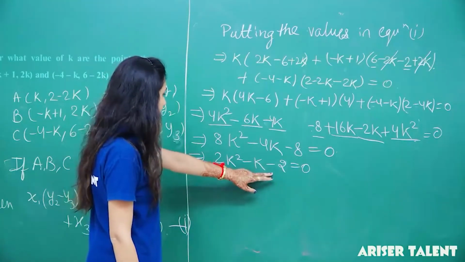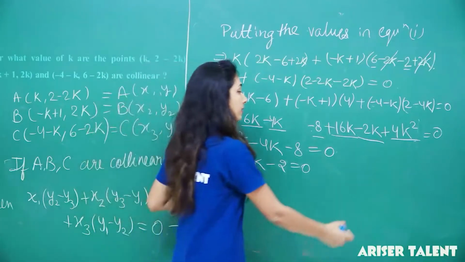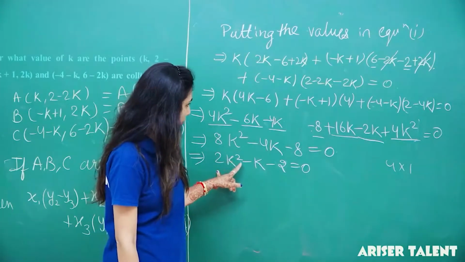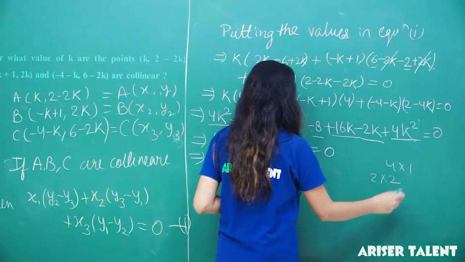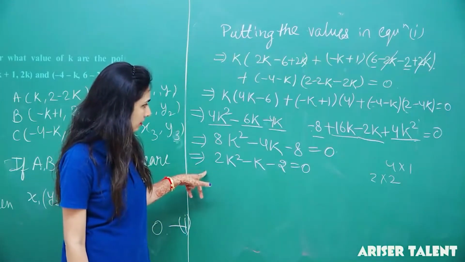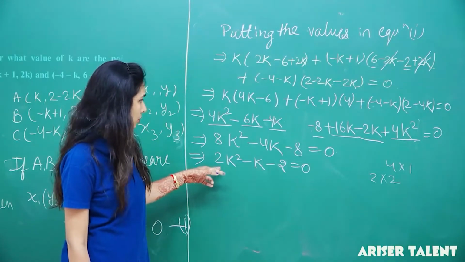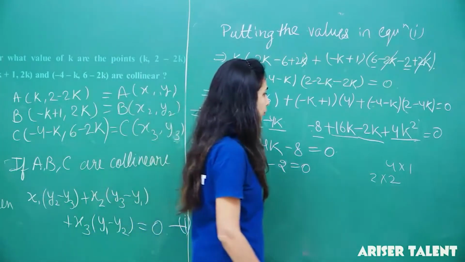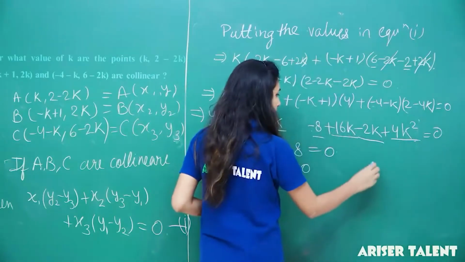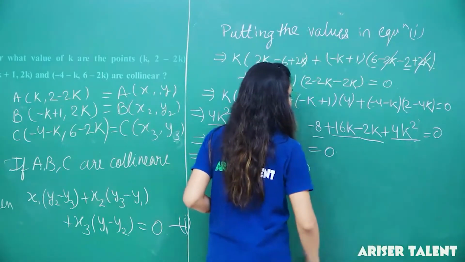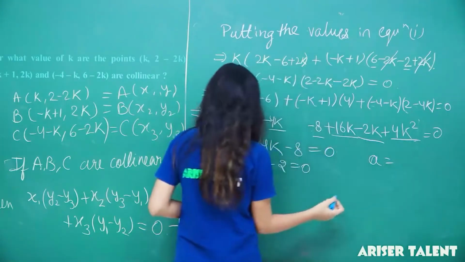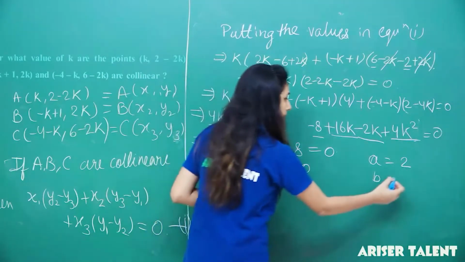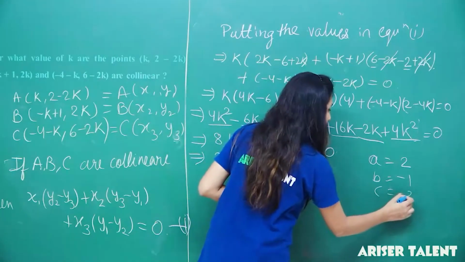If I go with the factors, 2 twos are 4. Now the factors of 4 are 4 and 1. Can I make something like that? No. Now 2 and 2, I'll be getting this minus k? No, that will be minus 4. Minus 3? No. So I can use the formula with A equals 2, B equals minus 1 and C equals minus 2.